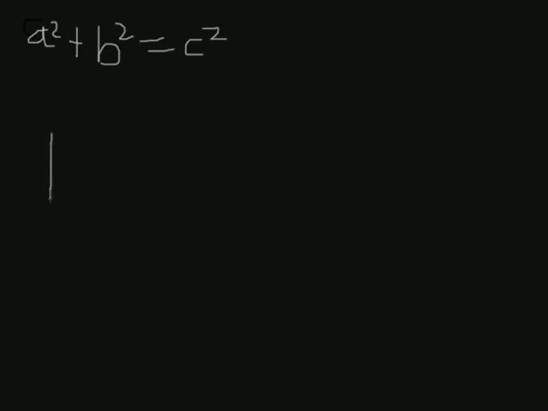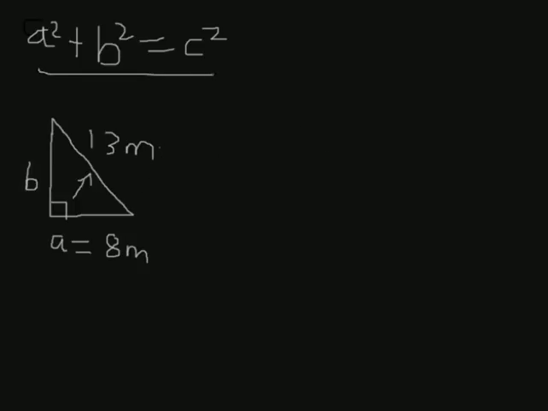Now let's draw a triangle. And let's say that the hypotenuse has length 13 meters. So the hypotenuse is just the side opposite the right angle. And let's say that this side, let's call it A, is equal to 8 meters. Now, let's figure out what B is.